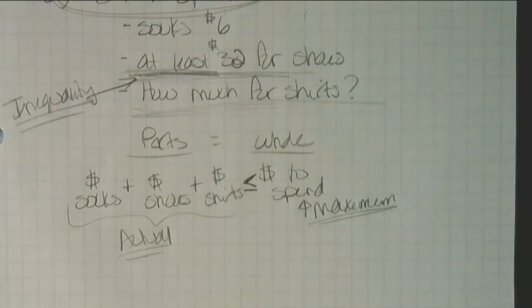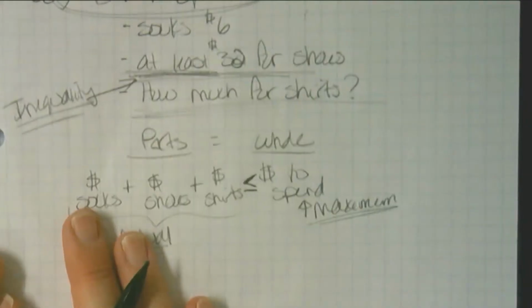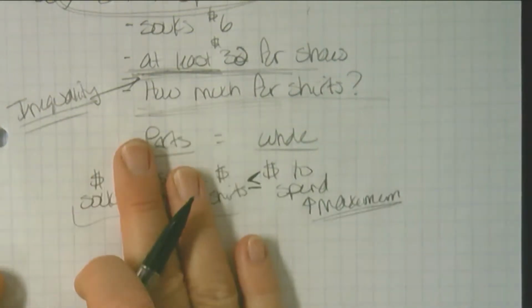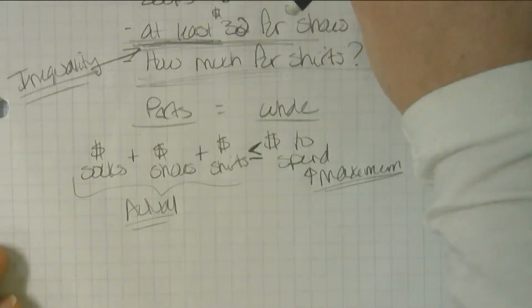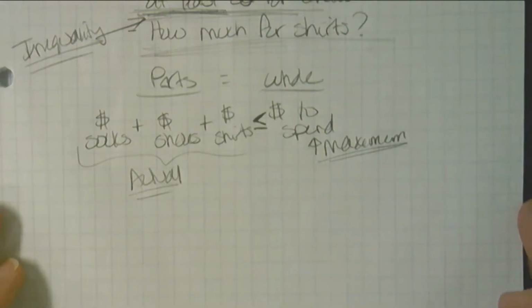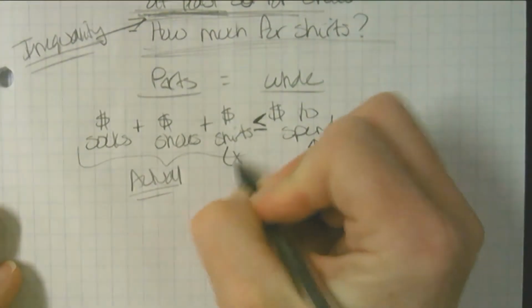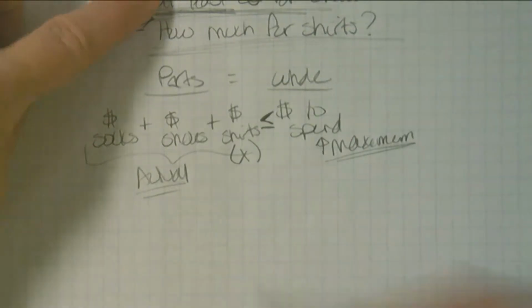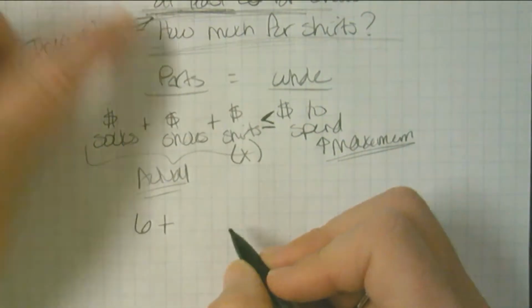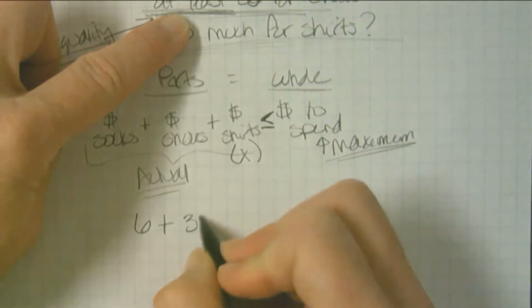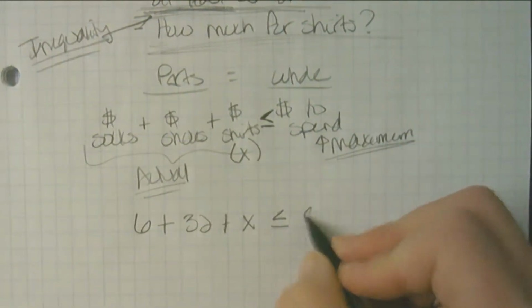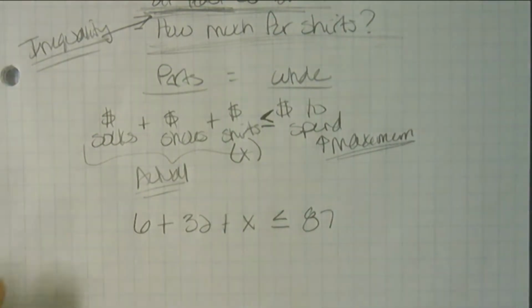Why not, right? So now we've written our inequality. Parts, whole. This is a maximum, so what we're doing has to be less than or equal to our maximum. So Angela, are you cool so far? I don't know how much we are going to spend on shirts. There's our variable. So if I set this up, my socks are $6. My shoes are $32 plus X is less than or equal to the $87 to spend.